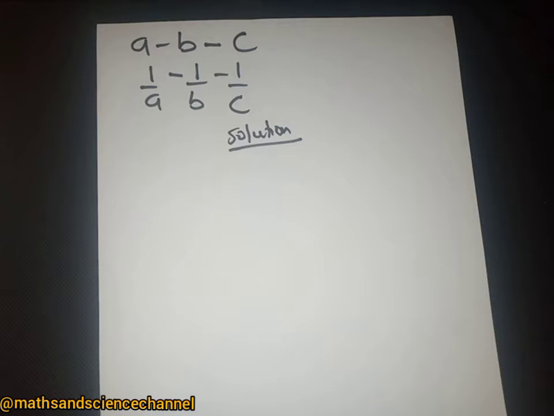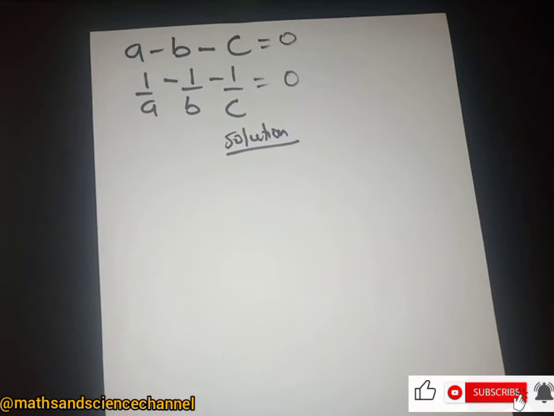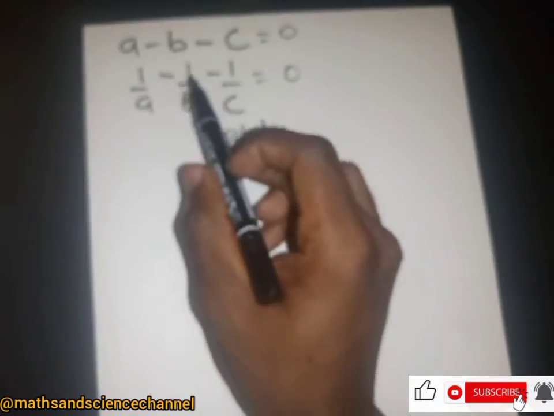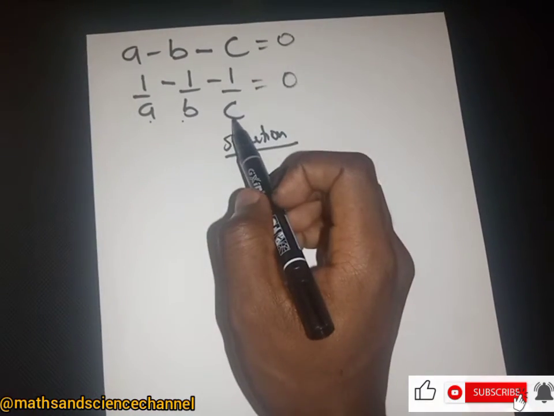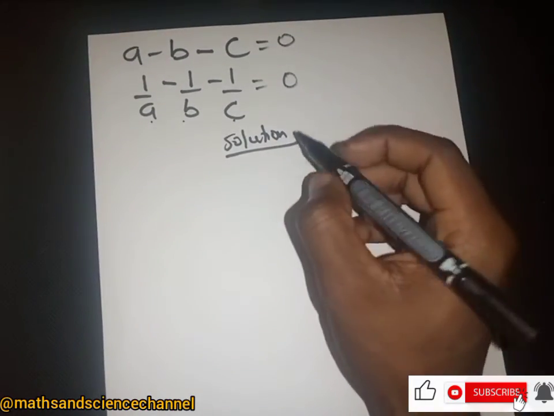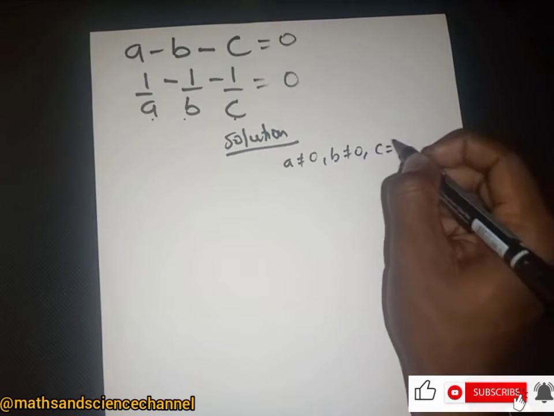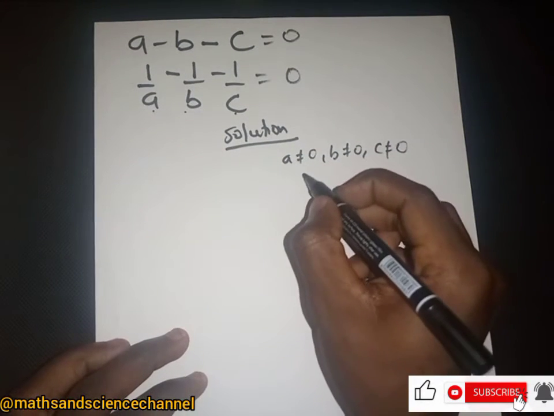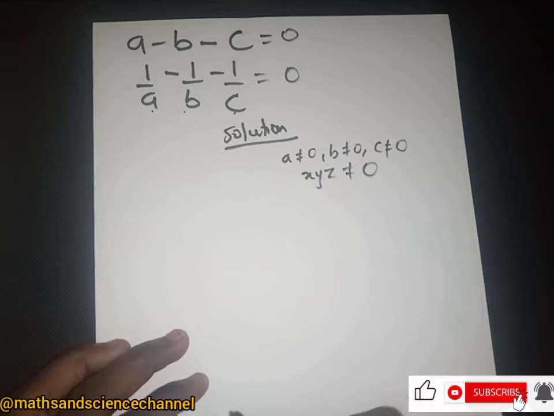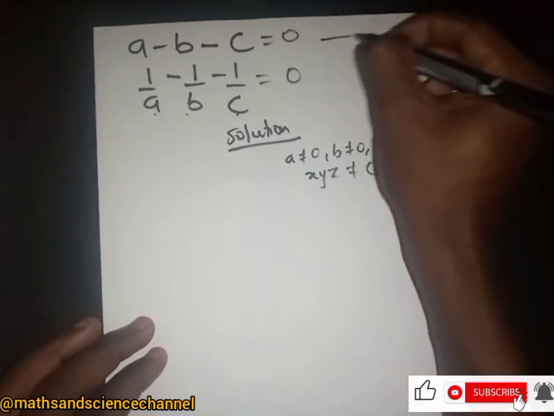We have a minus b minus c being equal to 0, and then also this being equal to 0, and we have to find the possible values of a, b, and also c. Now we realize that if we look at the second expression over here, for the expression over there, we can write the domain, right? The domain is that a shouldn't be equal to 0, b shouldn't be equal to 0, c also shouldn't be equal to 0, and therefore with that we can conclude that x, y, z shouldn't be equal to 0, right?